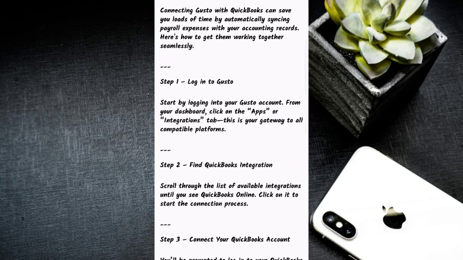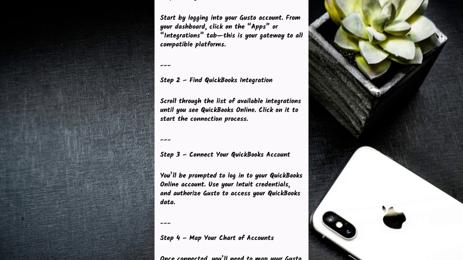Step 2, find QuickBooks integration. Scroll through the list of available integrations until you see QuickBooks Online. Click on it to start the connection process. Step 3, connect your QuickBooks account. You're going to be prompted to log into your QuickBooks Online account. So just use your Intuit credentials and authorize Gusto to access your QuickBooks data.